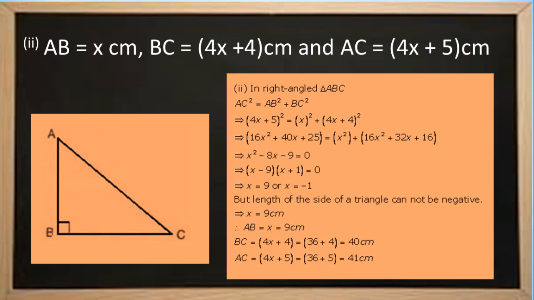Factorize the equation. Then the value of x is 9 or minus 1. Neglect minus 1. Consider x as 9. Then the value of AB is 9, BC is 40 and AC is 41. So by this we have completed all the problems of exercise 13a.